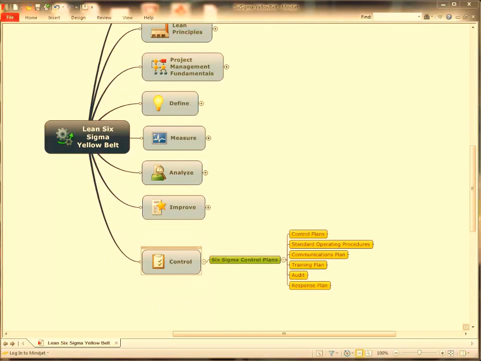In the control phase module, we want to sustain our gains and provide plans for dealing with situations where our process falls back out of control. We're going to cover the elements of Six Sigma control plans. So we'll cover control plans, standard operating procedures, communications plan, the training plan, how to handle an audit, and the response plan. And so this is our outline for the Lean Six Sigma Yellow Belt course.